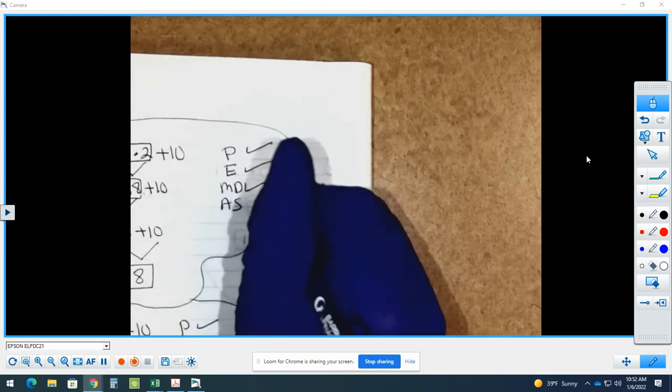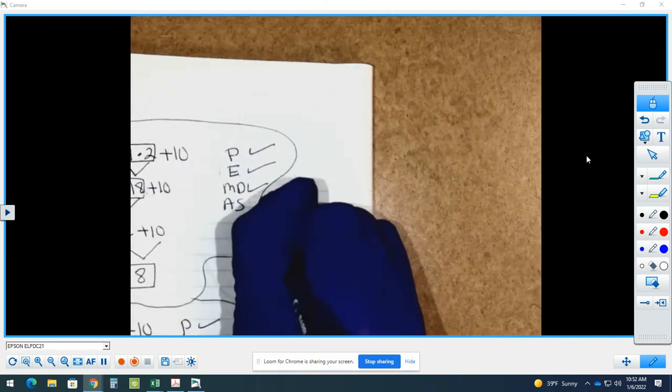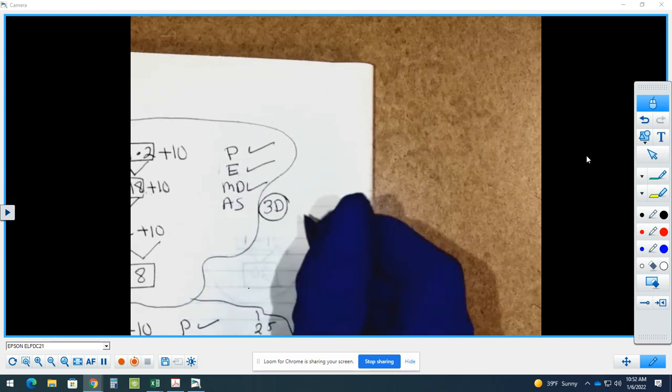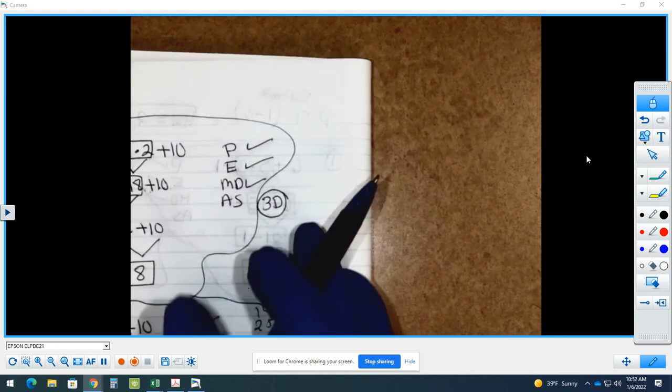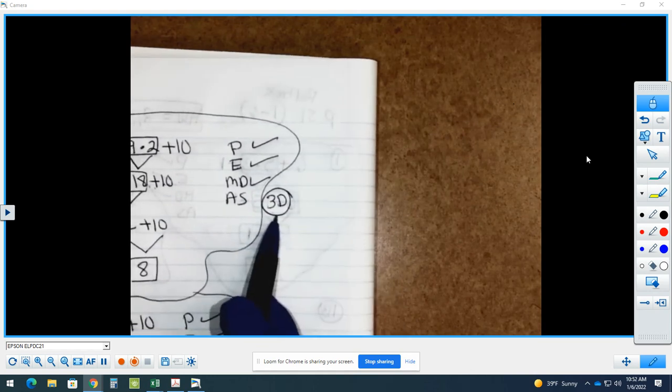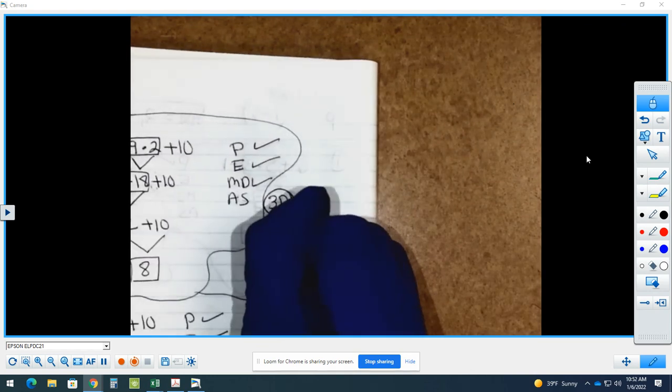Letter D, I think I can fit them here on this corner. 3D, as long as you always put what you're doing, like circling it, I'll know what you're doing. I don't like to just put the problem. Put what you're doing so I can know when I pick up your paper tomorrow.